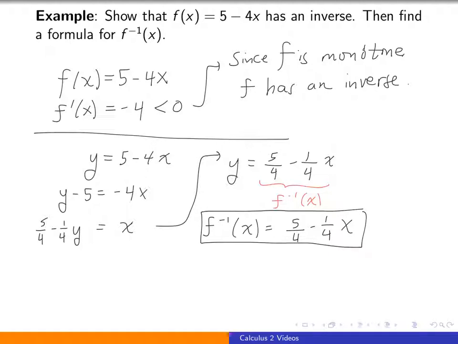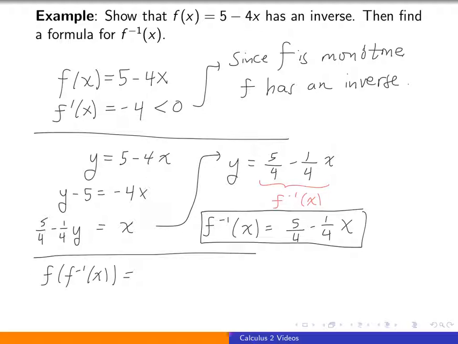Now, we can check this, so to speak. An additional observation is that if you have f and f inverse, those functions should undo each other. So if you calculate f of f inverse of x, what you should get back is x. And similarly, f inverse of f of x should also give you back x.